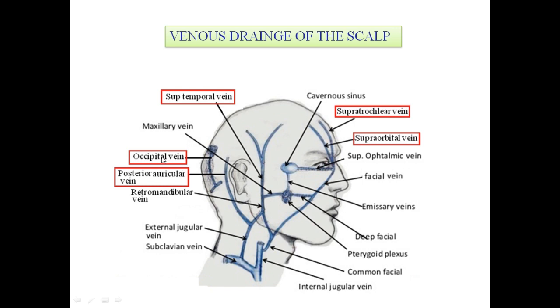The occipital vein drains into the suboccipital venous plexus. This suboccipital venous plexus lies beneath the floor of the suboccipital triangle of the neck region. So most of the veins of the scalp correspond to the arteries.